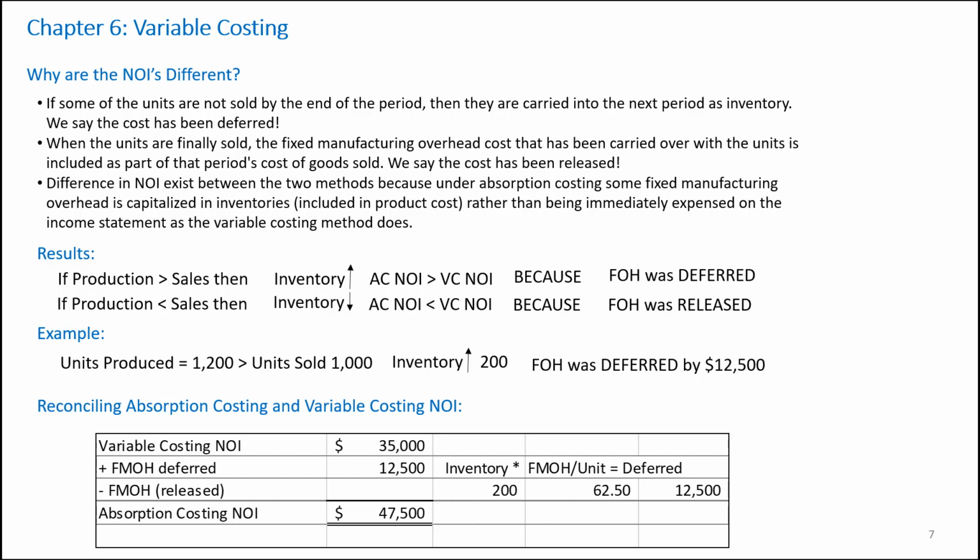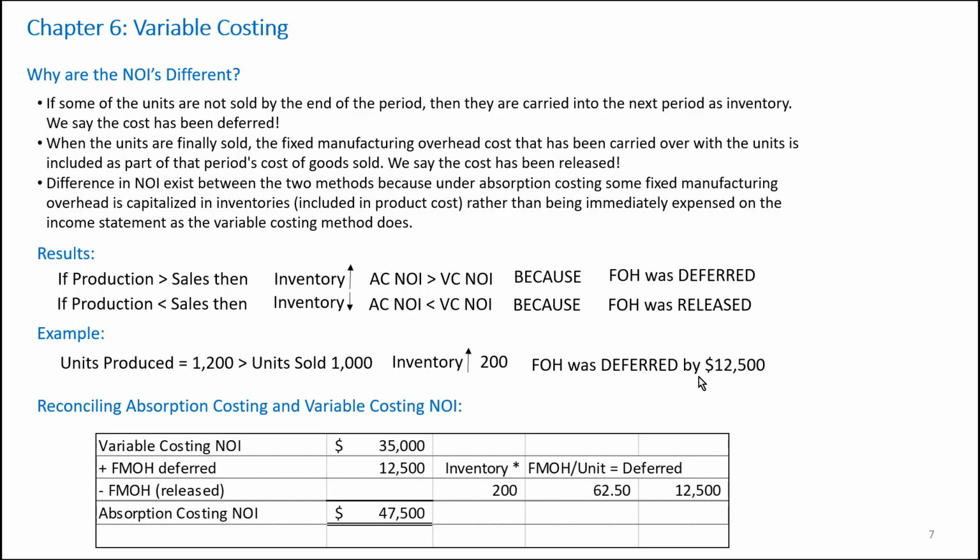Since variable costing does not include fixed manufacturing overhead as a product cost, all of the fixed manufacturing overhead costs is expensed each period, regardless of any changes in inventory levels. In our case, we produced 1,200 units, but sold 1,000 units. The 200 unit difference represents our inventory. When using absorption costing, the 200 is multiplied by the $62.50 per unit FMOH cost for a total of $12,500. The $12,500 is part of the ending inventory, which will be realized when those units are sold.